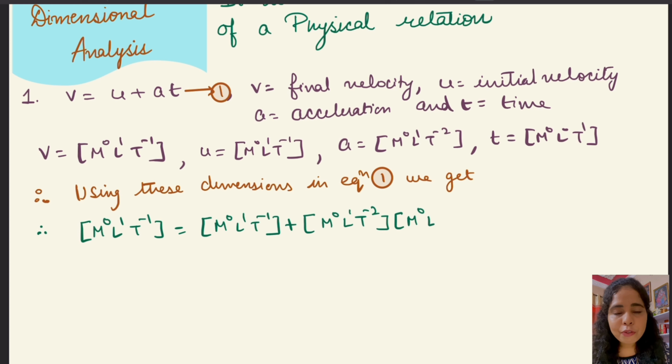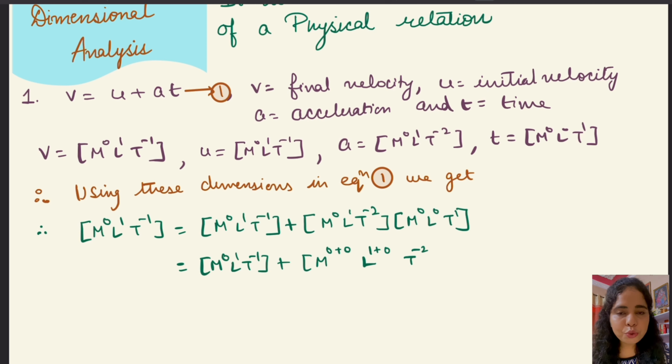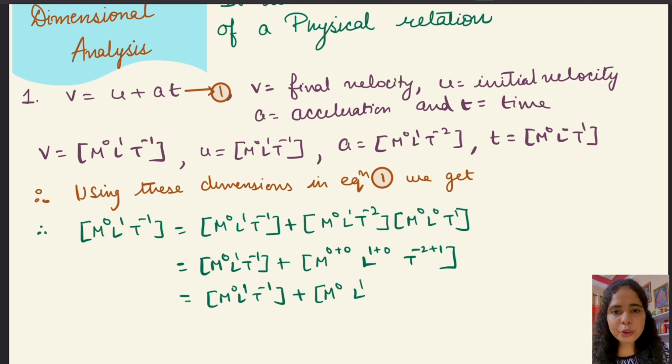Now we will solve the right hand side. The first term will be written as it is, that is M0 L1 T minus 1 plus, now we have the same bases, so the powers will be added. So M0 plus 0, L1 plus 0, and T raised to the power minus 2 plus 1. Again we will solve it further. We have M0 L1 T minus 1 plus M0 plus 0 is 0, L1 plus 0 is 1, T minus 2 plus 1 is minus 1.